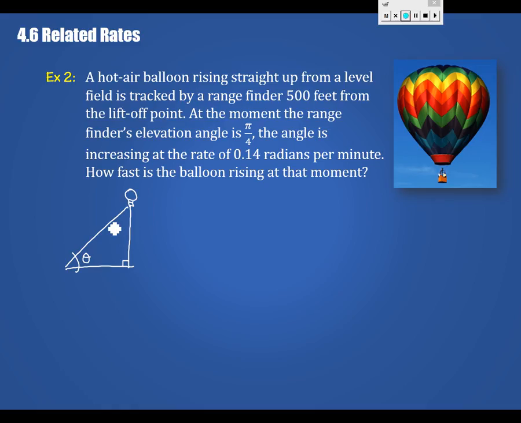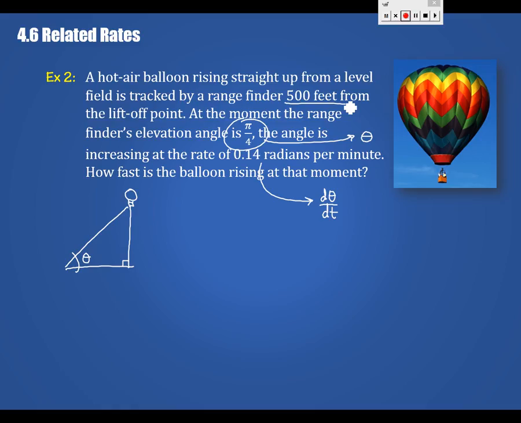So here's our balloon going up. We're using a rangefinder to sight the angle of the balloon as we go. Maybe before we do too much else, let's try and give some names and write down the things we know, right? That's the idea here. 0.14 radians per minute, what would you like to call that? Yeah, how about d theta dt? And this would be the current value of theta at the moment that we freeze the picture. And this, I don't have a name for it yet, but maybe I can label that in the picture.